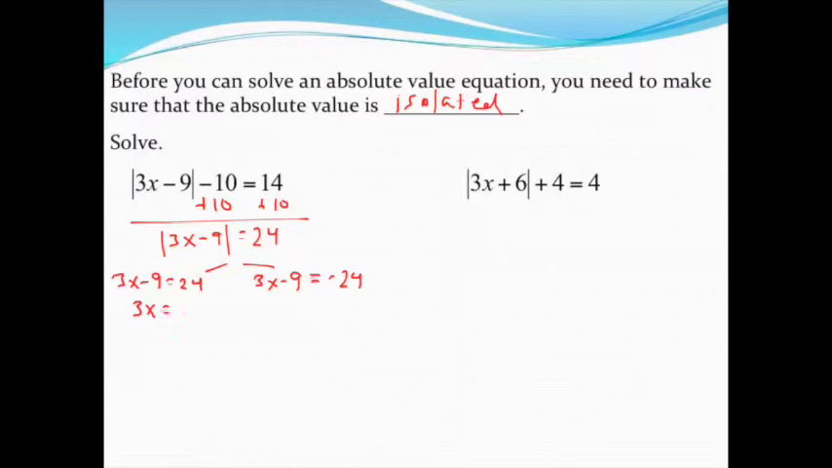So 3x would be equal to 33. Divide both sides by 3, so we get x equals 11. Remember, checking is mandatory for these problems. Again, these beginning ones will check out, so just for time, I'm going to say, hey, I checked it in my head and it worked out. But you should definitely be checking these. That one does work.